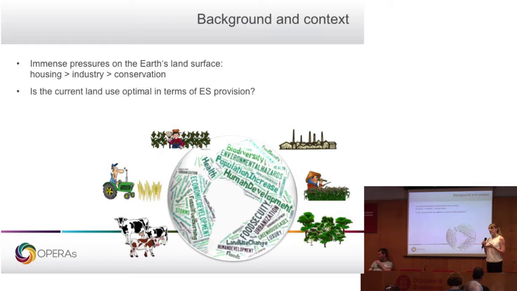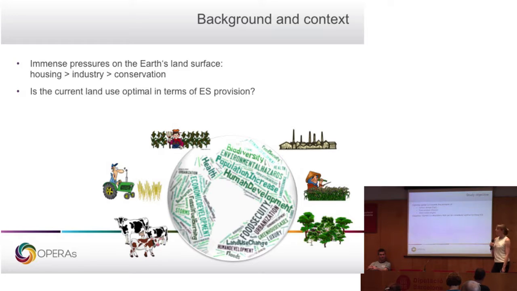If we think of this on the concept of ecosystem services, then the question would be, is the land use that we currently have optimal in terms of ecosystem service provision? This was the question that we had for ourselves, and we tried to develop a concept how to address this question.